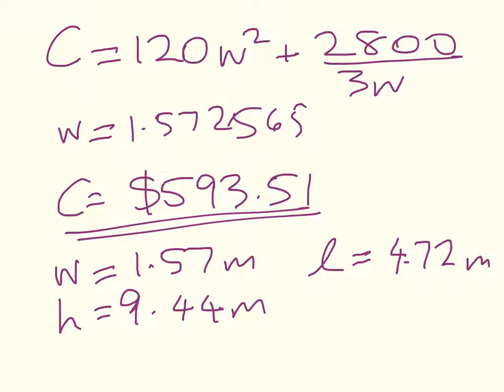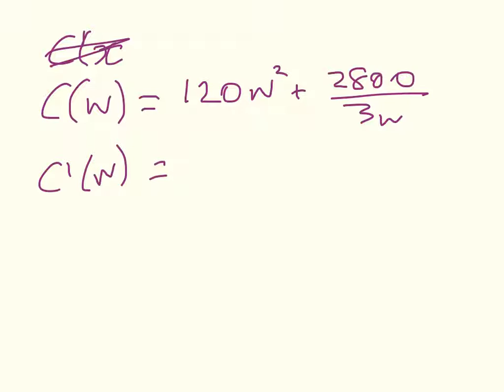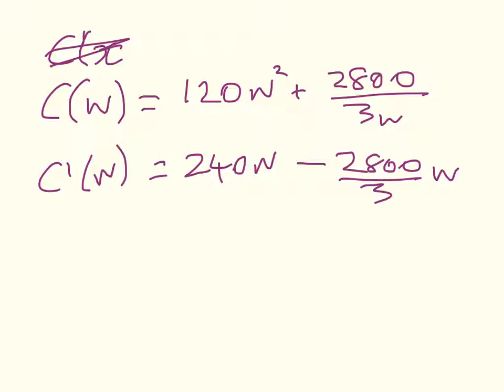But there's one thing that I haven't done. I haven't checked to make sure that I have found a minimum. So that's the last thing that I want to do. Right, so we had C of x, C of width. So the cost as a function of the width was this. Right, and we got the first derivative. And the first derivative was 240W minus 2800 over 3W to the negative 2.